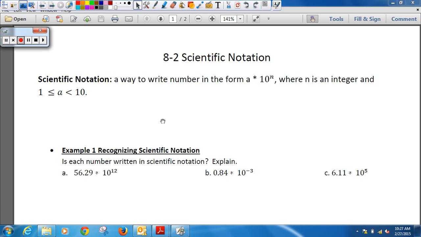Today we are taking a look at scientific notation, which, if you remember, also involves exponents. Scientific notation is a way to write numbers in the form a times 10 to the n. Here, a always has to be greater than or equal to 1, but less than 10. This will always be times a base of 10, and n can be any exponent.